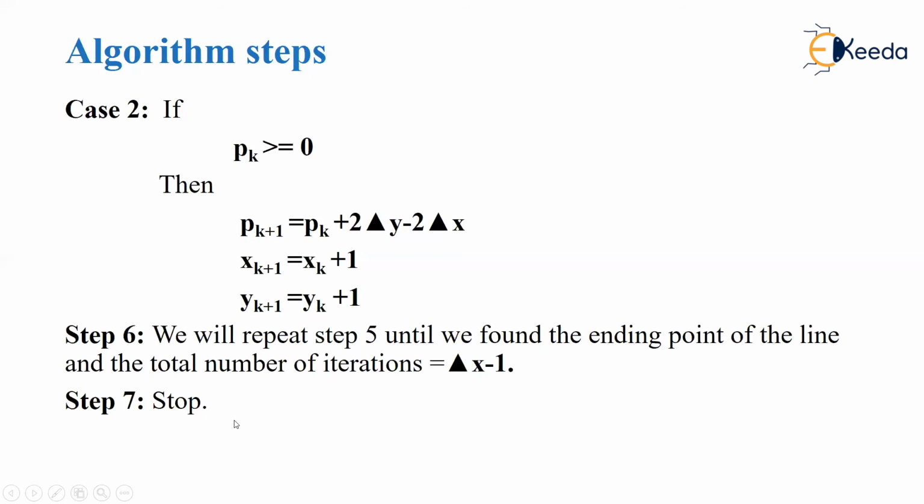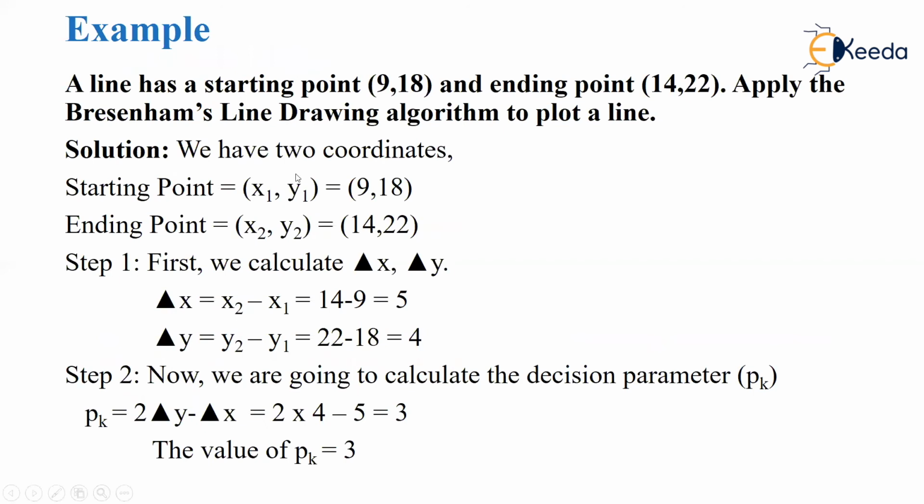Now we will consider one simple example using this algorithm. We have a line which has a starting point 9, 18 and an ending point 14, 22. This is the start point and this is the end point. Now we have to apply Bresenham's algorithm to calculate the intermediate pixels of this line. So this is x1, this is y1, 14 is x2 and 22 is y2.